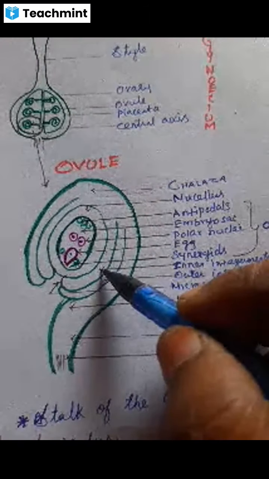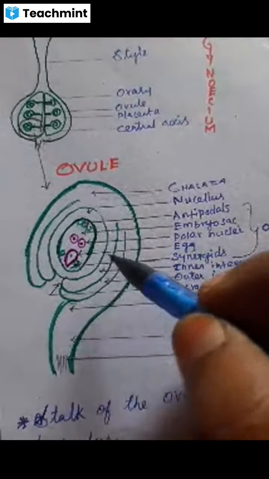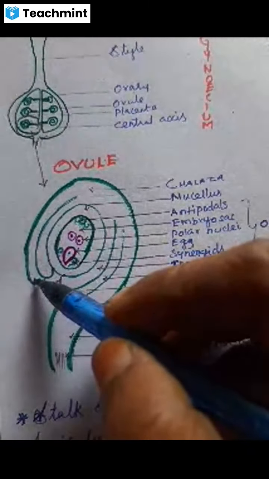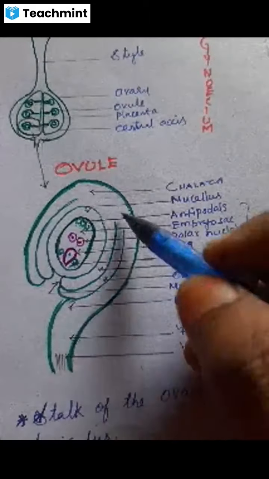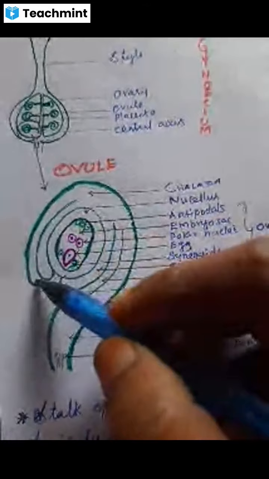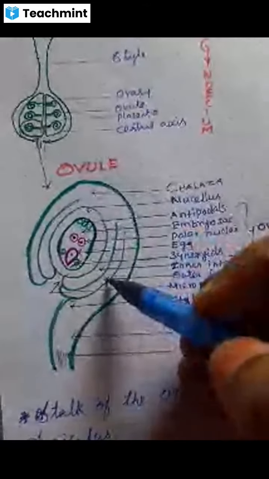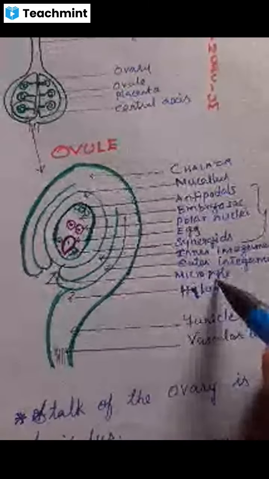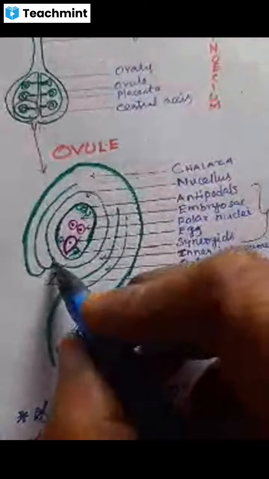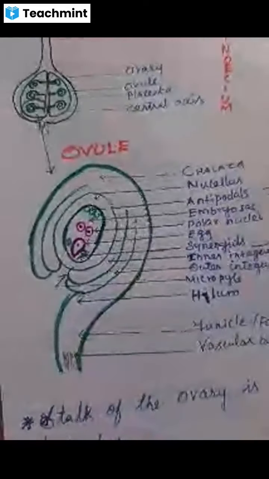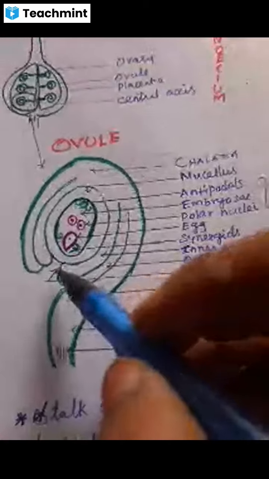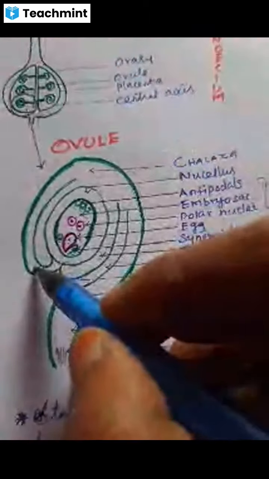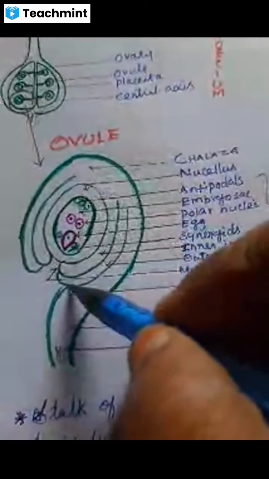This is the outer integument. It is covered with an inner integument and an outer integument. These inner and outer integuments are extensions of this side. They leave a hole that is called the micropyle. Micro means small, pyle means hole. A small hole left at one side is called the micropyle. So one side of the ovule is open with the micropyle by the integuments, inner integument and outer integument.